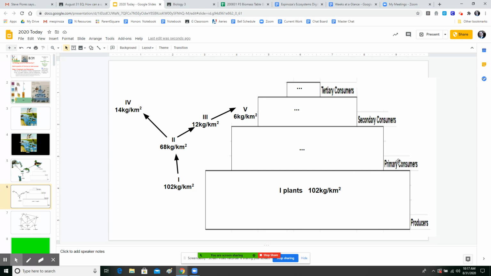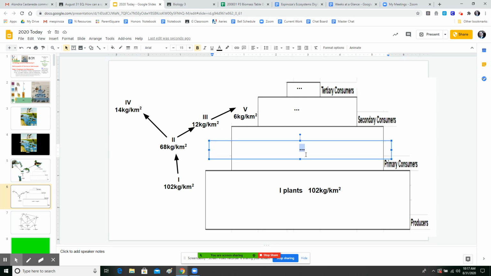Okay, primary consumer. Remember, primary consumers are eating the producer. So the energy from the producer is only going into one organism. It's only going to number 2. It's not going anywhere else. That energy goes from 1 to 2. So that means that 2 is our primary consumer. So the primary consumer was Roman numeral 2, and that is the little fish, right? And then its biomass is 68 kilograms per kilometer squared.